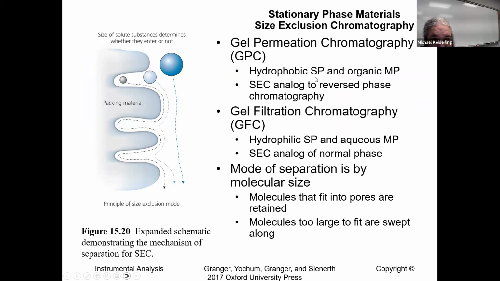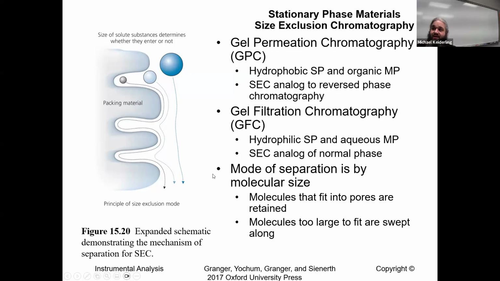Gel permeation chromatography uses a hydrophobic stationary phase and an organic mobile phase. It's the SEC analog to reverse phase chromatography. Gel filtration uses a hydrophilic stationary phase and an aqueous mobile phase, the analog of normal phase. And the mode of separation is by molecular size. Molecules that fit into pores are retained. Molecules that are too large to fit are swept along. That's how size exclusion works.